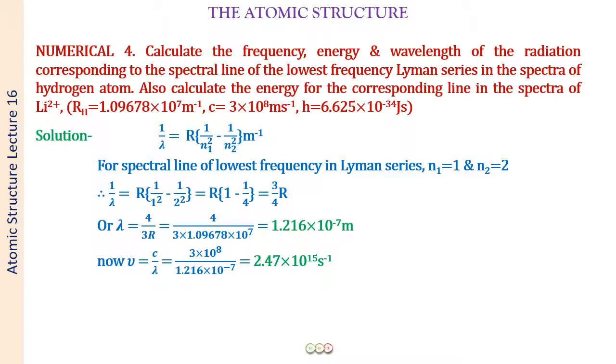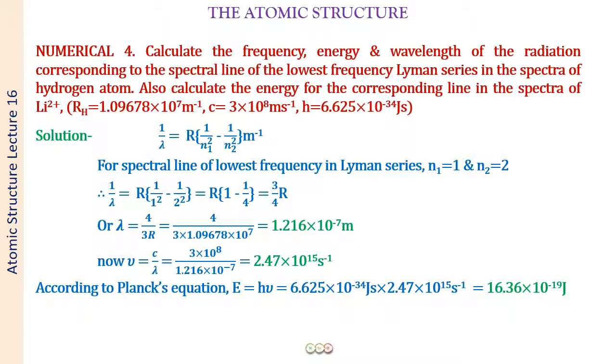And if you have the lambda, you can calculate the frequency, c by lambda. So you get the frequency to be 2.47 into 10 power 15 second inverse. And Planck's equation gives you E is equal to h nu. Now you know the frequency also, so you can calculate the energy also. This is going to be 16.36 into 10 power minus 19 joules.